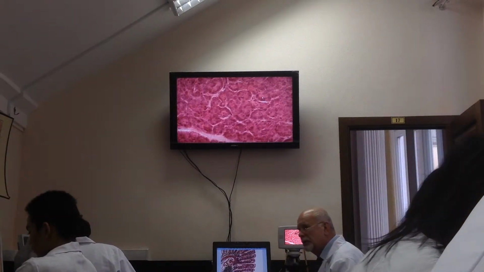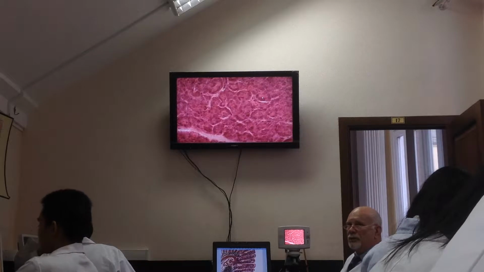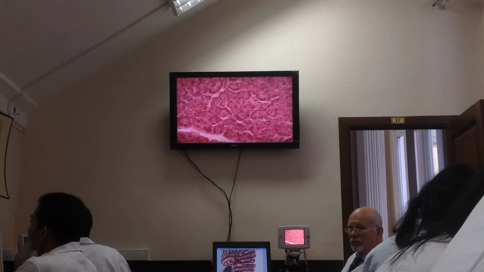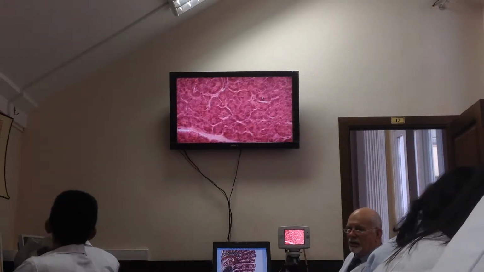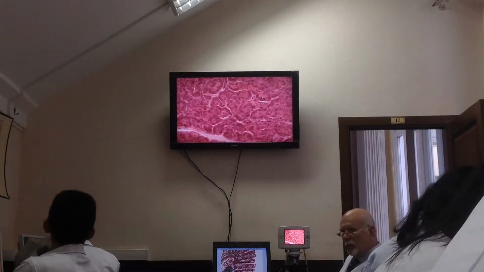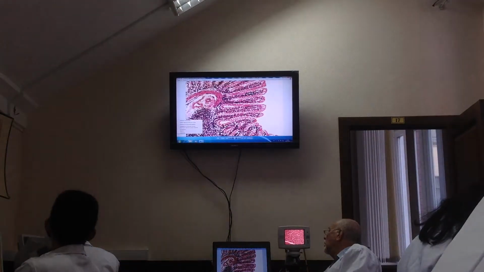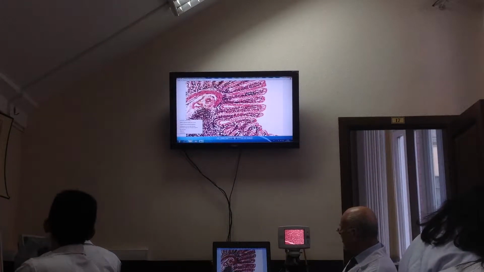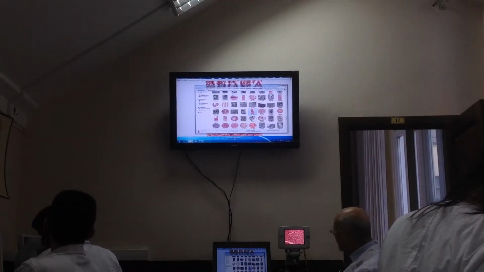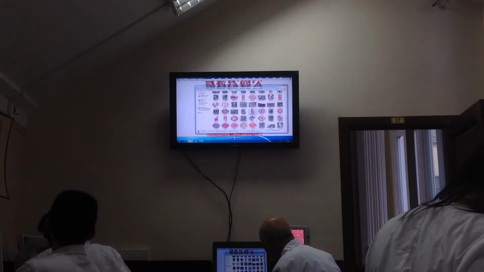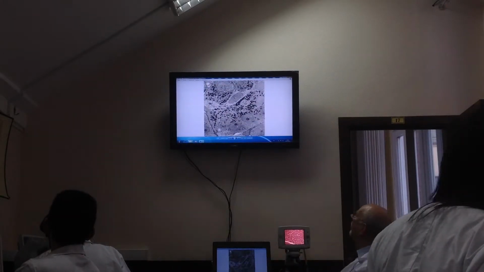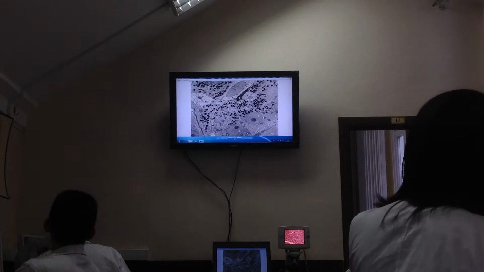Why this difference in tinctorial properties of the cytoplasm? How can we explain this different mode of coloration? Oxyphilic, basophilic cytoplasm. Who can explain the differences? Look.